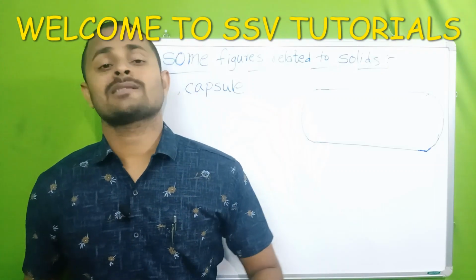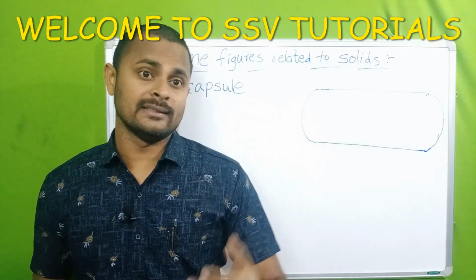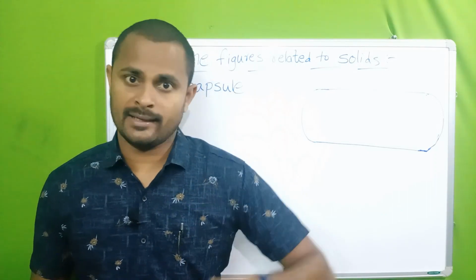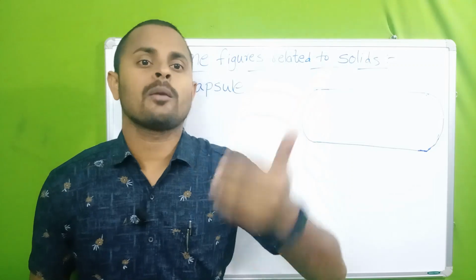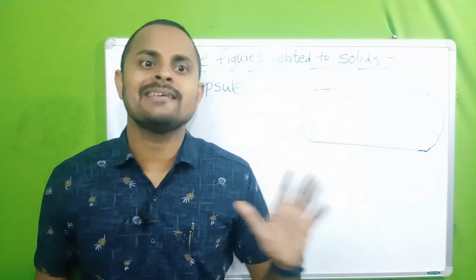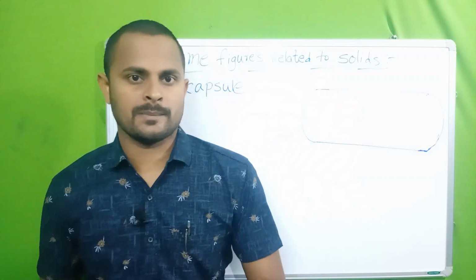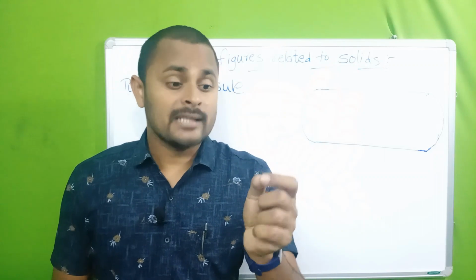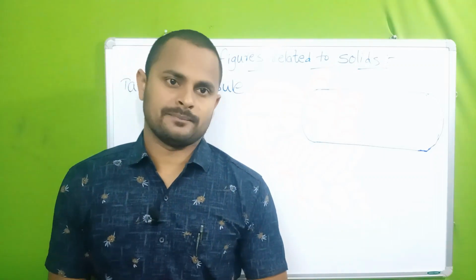So in the previous class of mensuration, we learned what a solid is and the different forms of solids, like cuboid, cube, cylinder, cone, sphere, hemisphere. We also discussed, in an easy manner, how the formulas are derived for those objects, and also the practice.